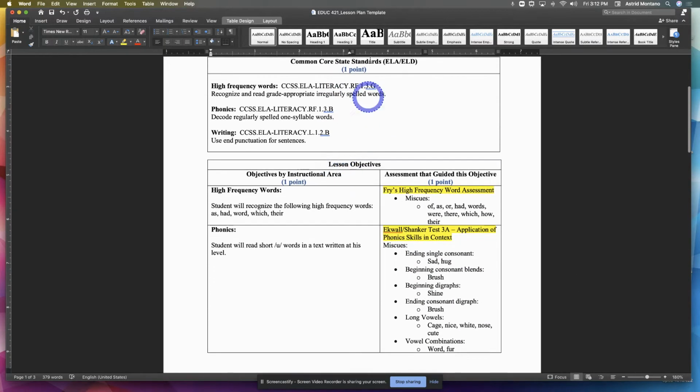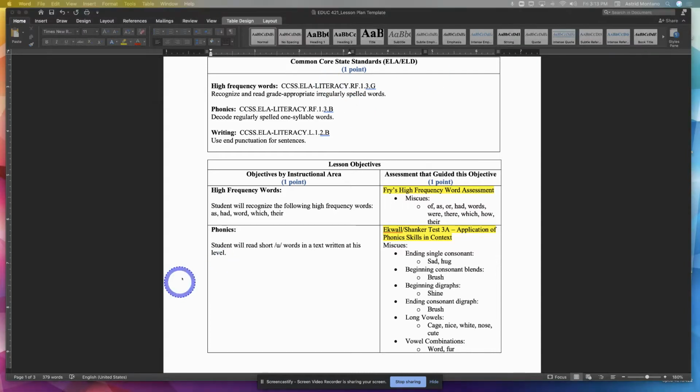You'll notice that you have the Common Core standards, the objectives, and the assessment. We have to remember, as always, that our assessment drives our lesson plan. Our assessment allows us to create appropriate objectives that match the Common Core standards that need to be taught at any specific grade level. So we'll start right here with high frequency words.